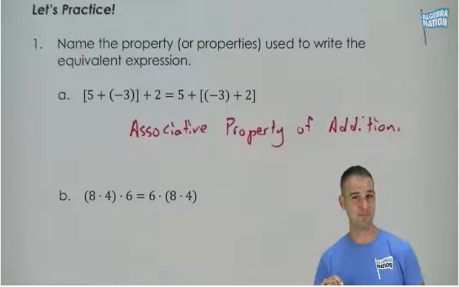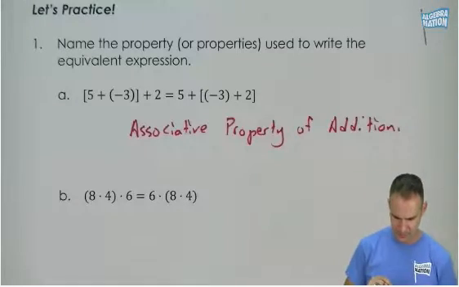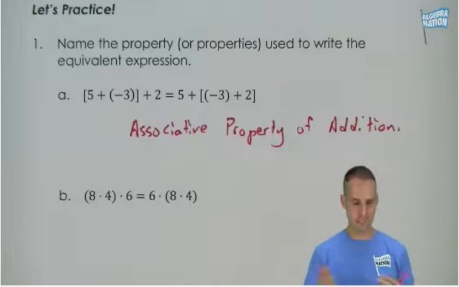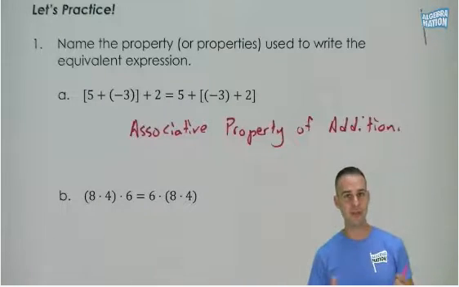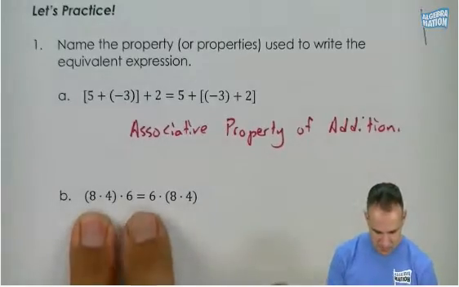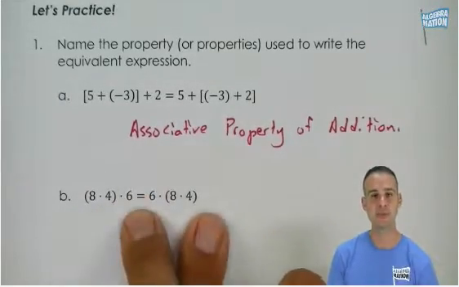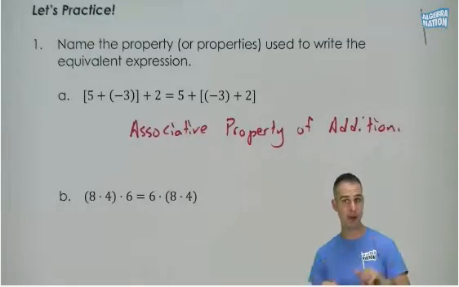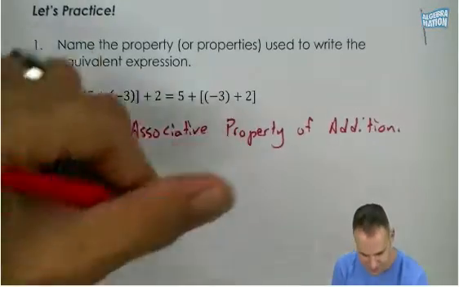The next one. 8 times 4 times 6 equals 6 times 8 times 4. Oh, notice the order. It's not in the same order. So I'm looking at the commutative property. 8 times 4 and then times 6 just got switched around. The grouping of the parentheses is still the same. So this would just be the commutative property of multiplication.